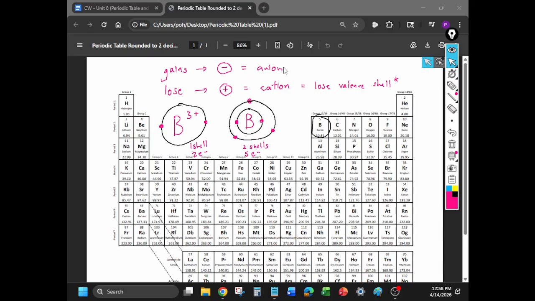Okay, so that's kind of a note that'll help you guys as you do your problems. So for an anion, you keep the same number of shells, but for a cation, you're going to actually lose that valence shell. So if you ever see an ion that's positive, you're probably going to have 1 less shell than the normal element.